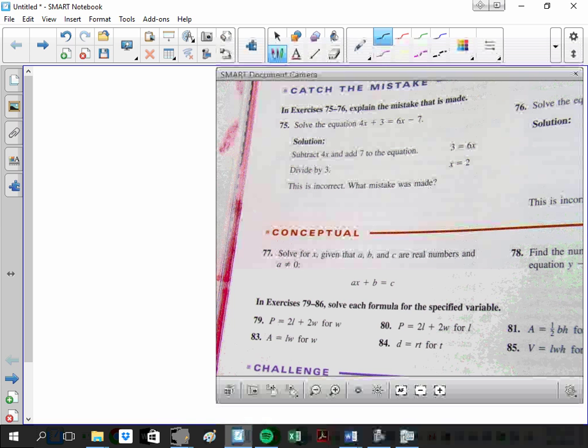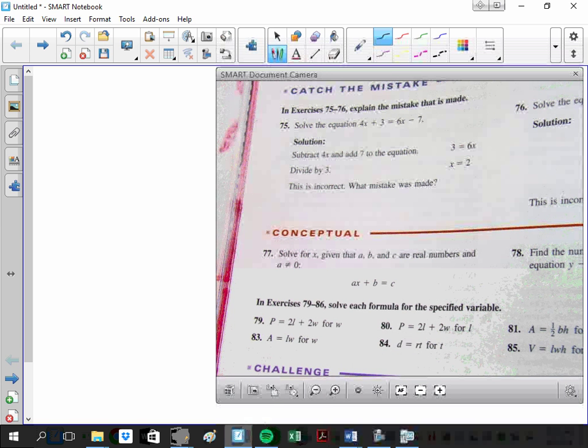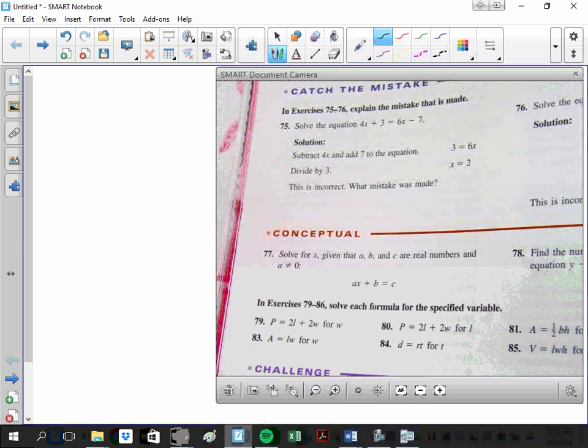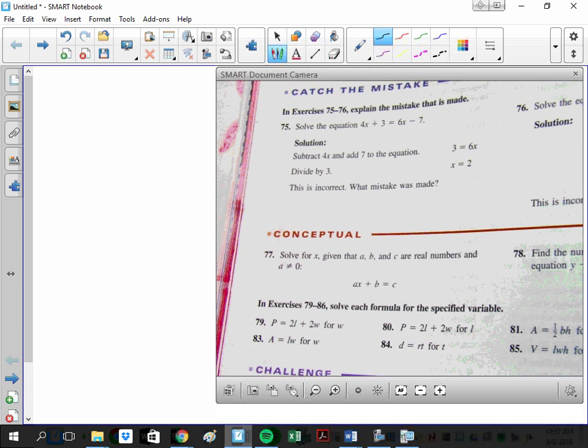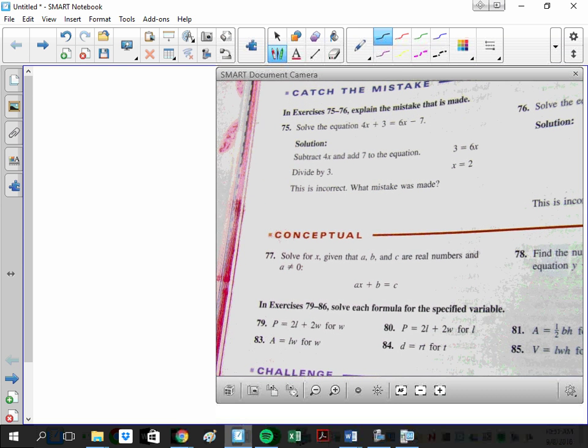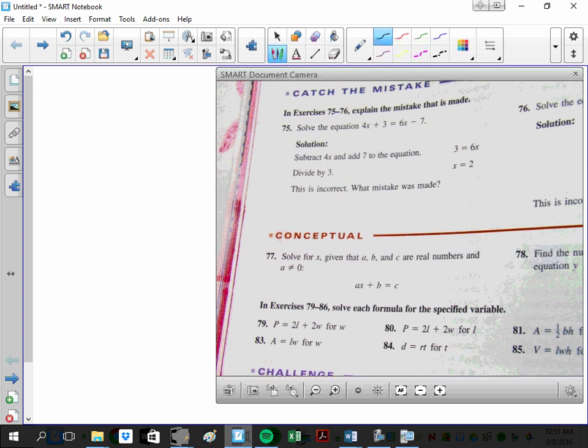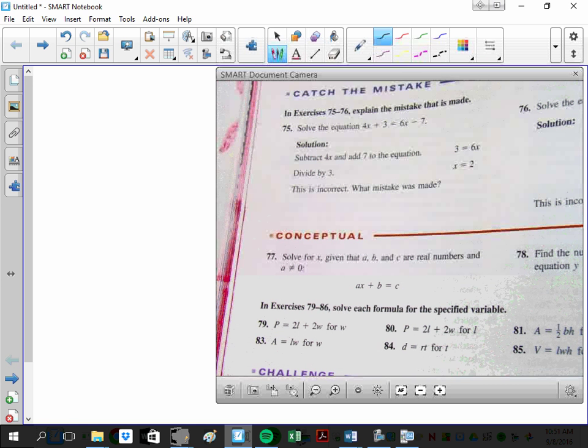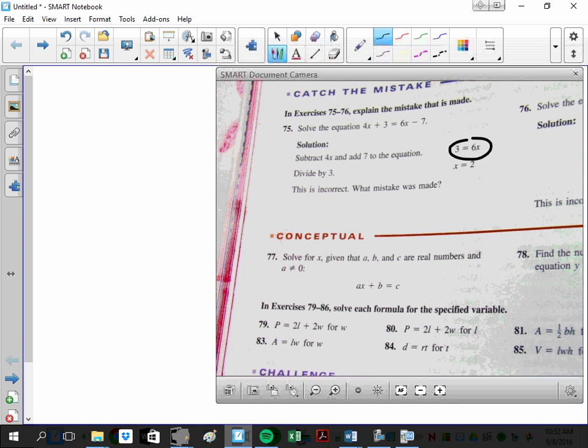So, for instance, 75: 4x plus 3 equals 6x minus 7. We're going to subtract 4x and add 7 to the equation, which gives us 3 equals 6x. Divide by 3, and we end up with x equals 2, but that's not correct. Where did they make a mistake? Right. If you subtract 4x, then you end up with 2x. So there's a mistake there. And once you get here, you should divide by 6, not 3.